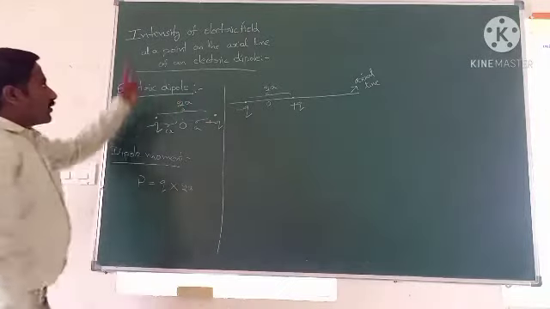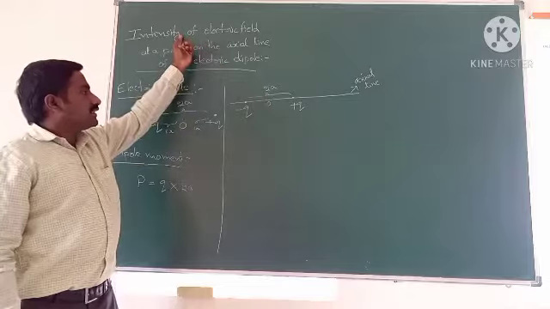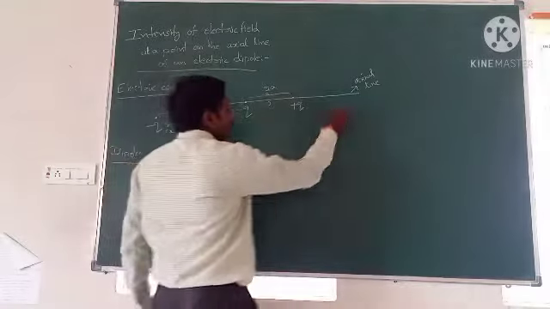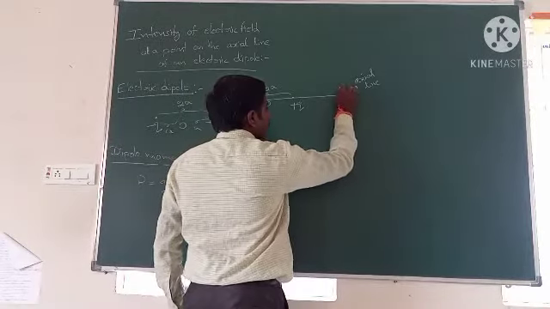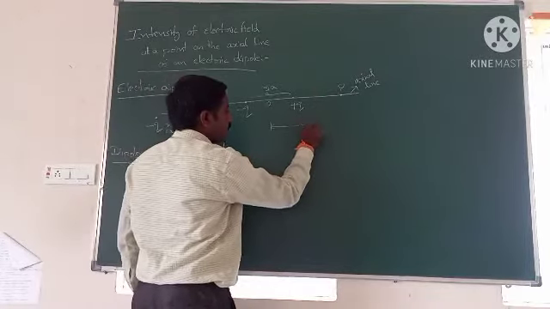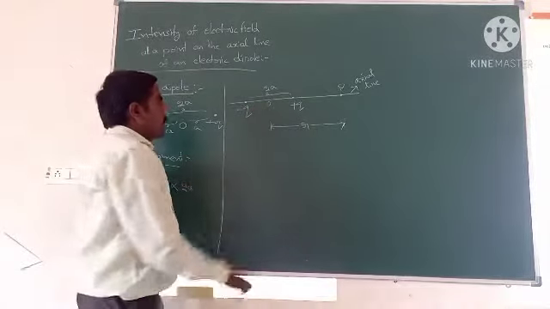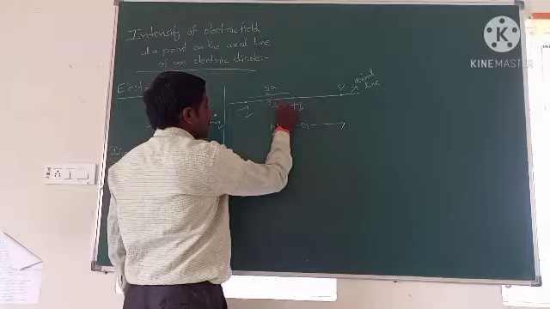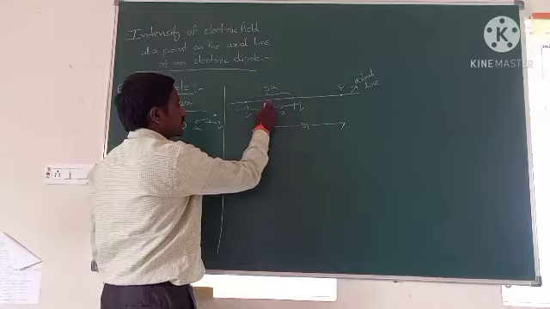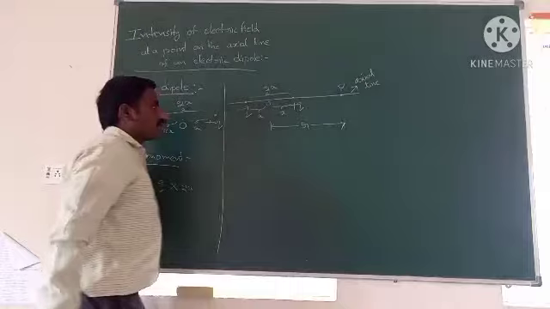According to our topic, we are going to calculate the electric field intensity at a point on the axial line of an electric dipole. I am taking a point P here. This point P is at a distance r from the center of the dipole. This is the center, so this distance is a and this distance is also a, and the total distance is 2a.